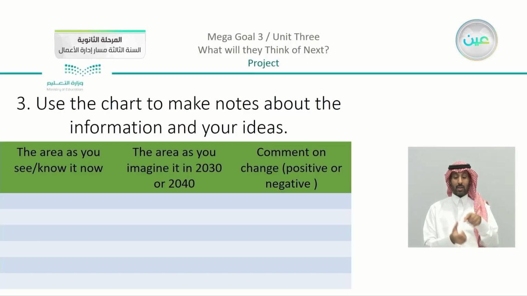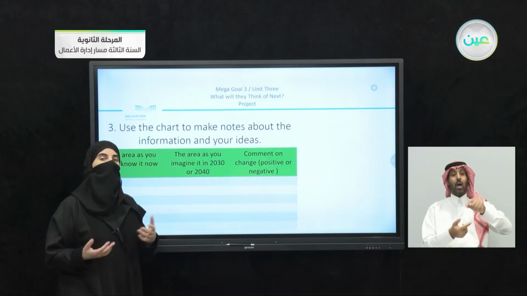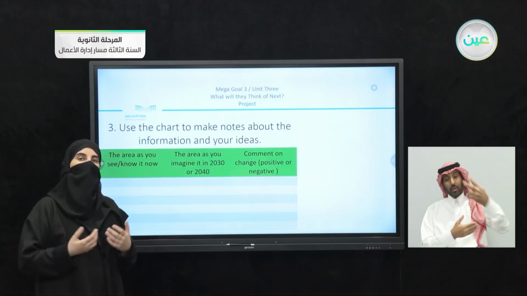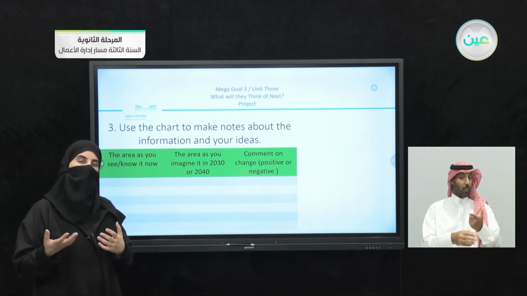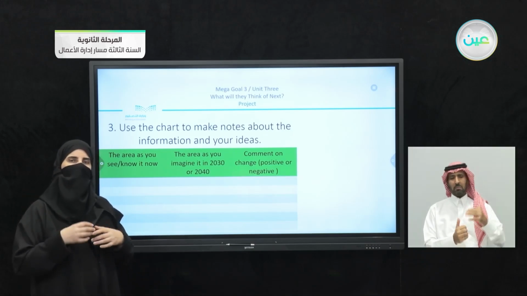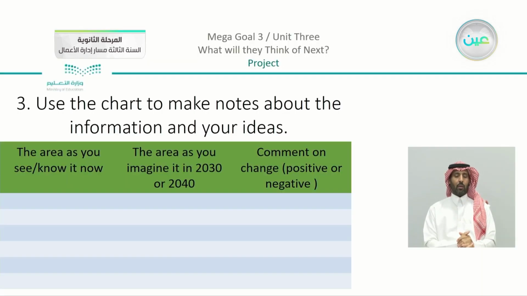The second part, we have here the area as you imagine it in year 2030 or even 2040. So we are thinking about the vision and beyond. What are the things that you imagine are going to change? It's your way to predict or imagine what is going to be in the future. We have the third column here, comment on change, positive or negative.